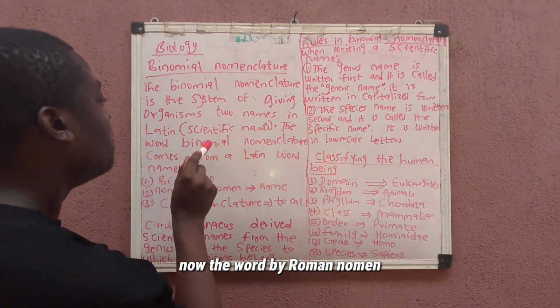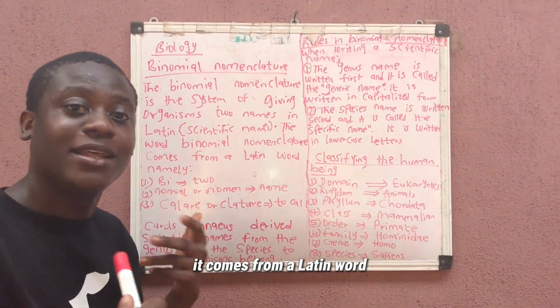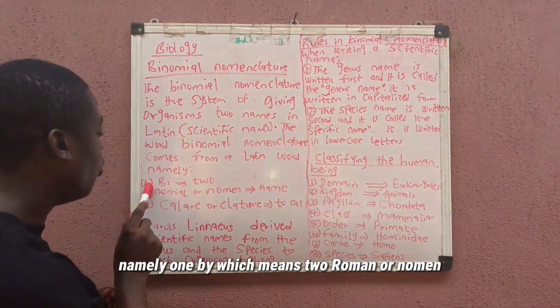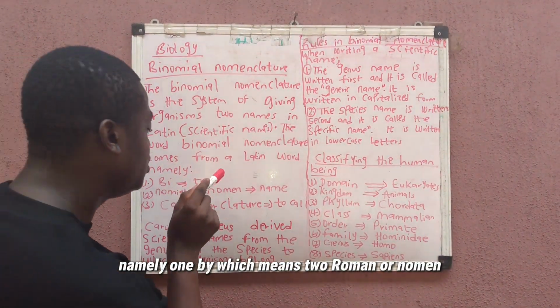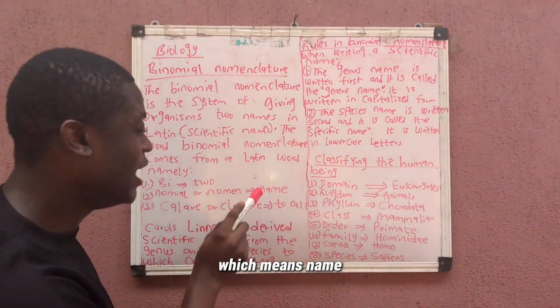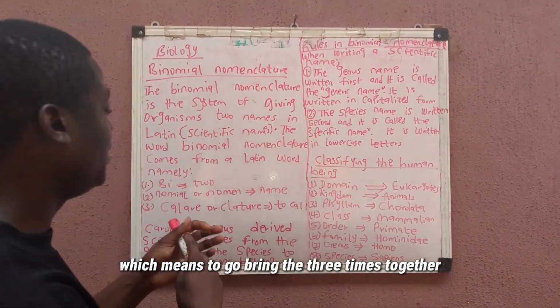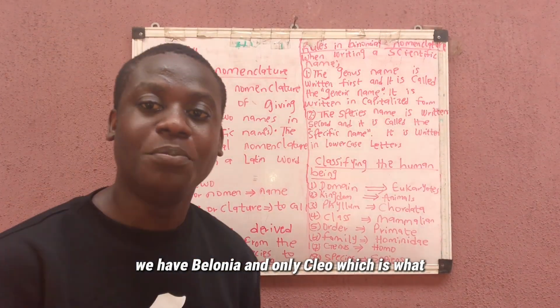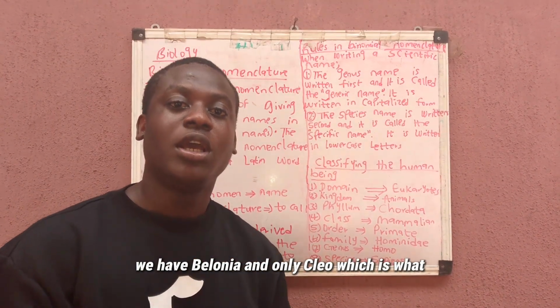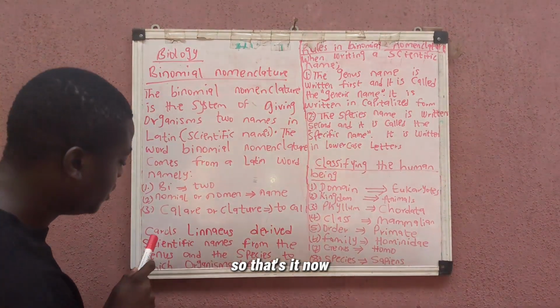Now, the word binomial nomenclature comes from a Latin word. It comes from Latin words, namely bi, which means two, nomia or nomen, which means name, and calare or clator, which means to call. Bringing the three terms together, we have binomial nomenclature, which is a two-name naming system. Are you with me? So that's it.